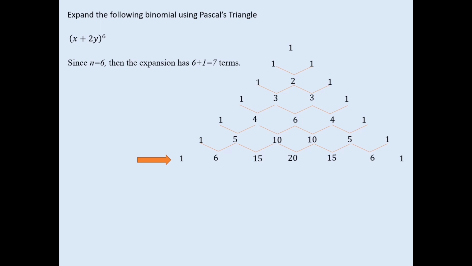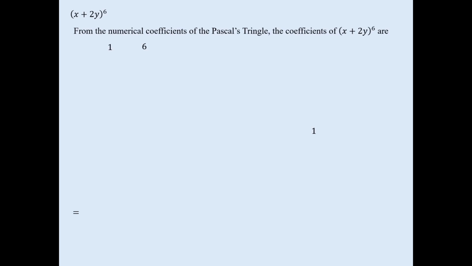So ito yung gagamitin natin na numerical coefficients in order to expand x plus 2y to the power of 6. Ayan. So since the numerical coefficients in the Pascal's triangle for n equals 6, you have 1, 6, 15, 20, 15, 6, and 1. Paano natin i-expand yan? So meron tayong 1 plus 6, 15, 20. You're just going to add it up.